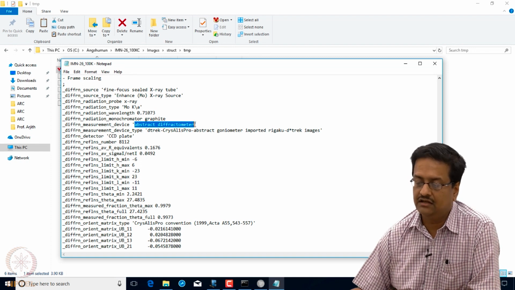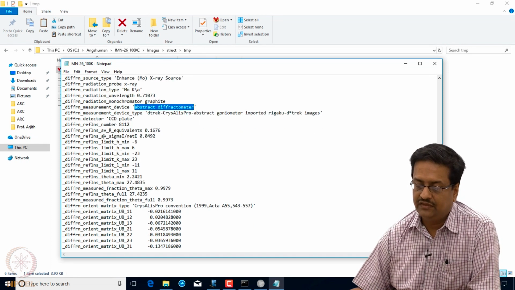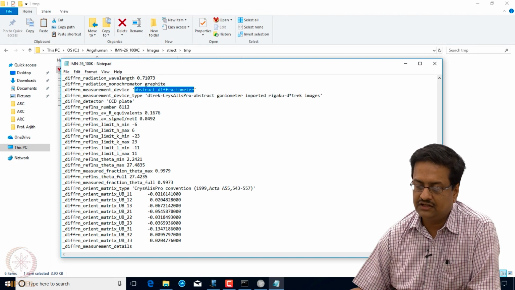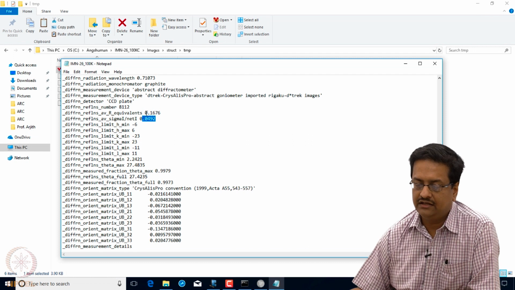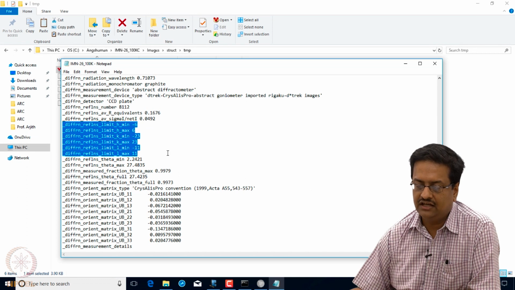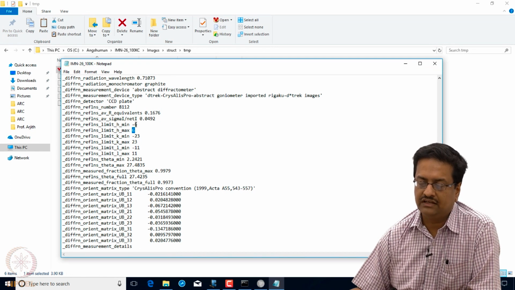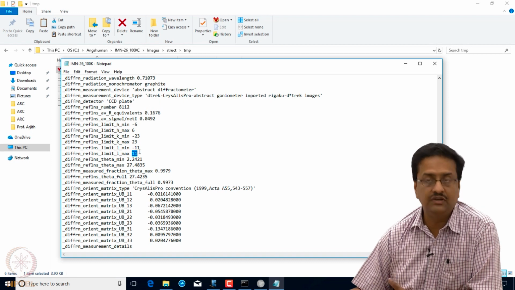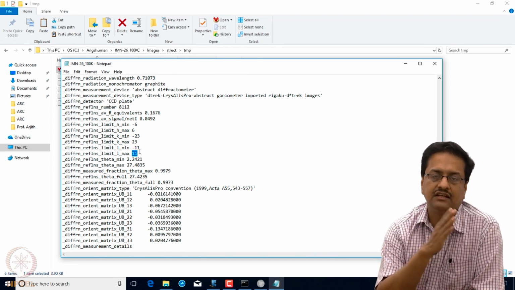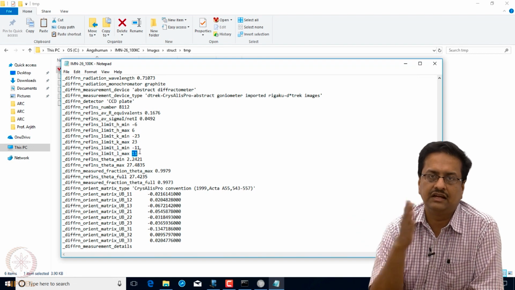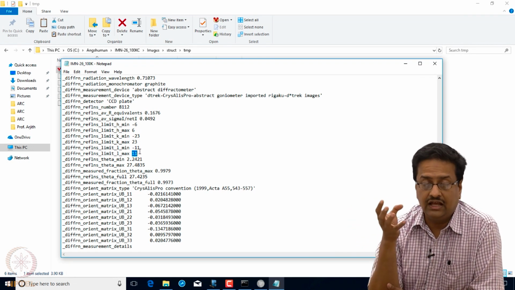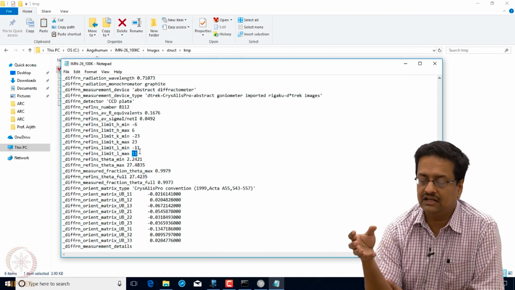Then it gives you the information about the Rint and R sigma, and then it gives you the HKL limits. If you see here, the limits at which the data was collected are from -6 to +6, -23 to +23, -11 to +11, which means it has technically collected from -h to +h, -k to +k, -l to +l, which actually means that it is a full sphere of data which has been collected.